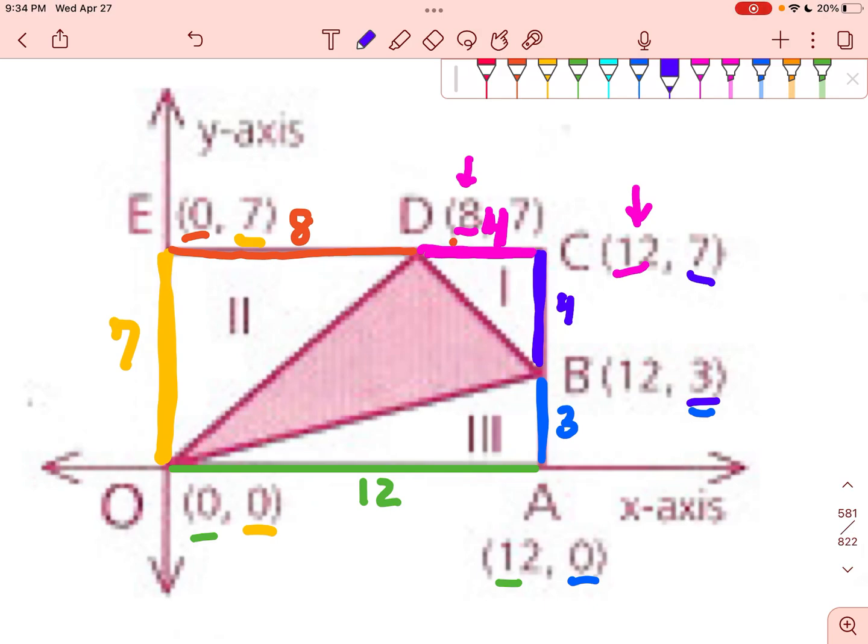I was jumping from this 7 down to this 3. And so to do that, I jumped down 4. And then to jump down from 3 to 0, I had to jump down 3 more. That's the blue side. And you can see the green side, I went from 0 to 12. That's why the green side is 12. So I pulled out all these numbers first, and you can see all the different numbers.